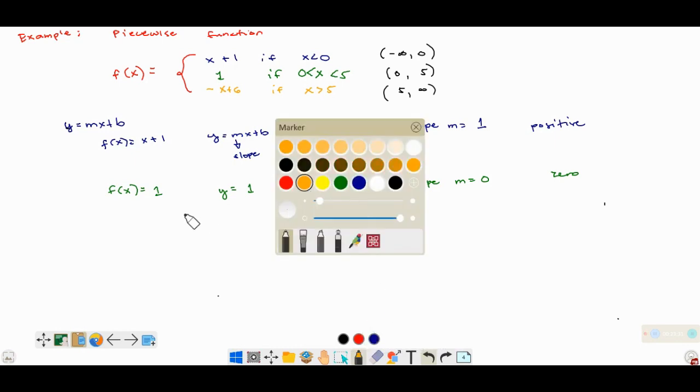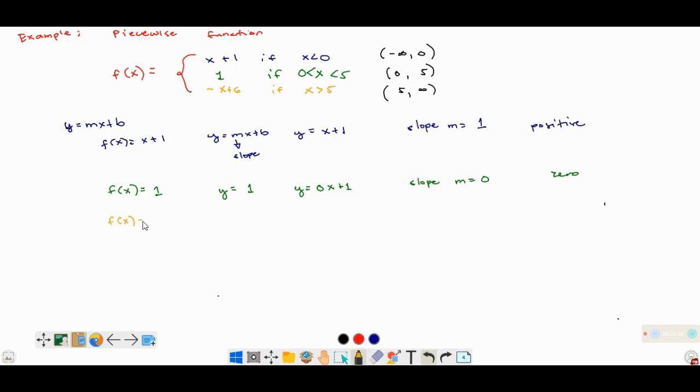Ngayon, dito tayo sa dulo. We have f of x is equal to negative x plus 6. Let's write it in slope-intercept form. Y is equal to negative x plus 6. Yan. What is your slope? Your slope here is negative 1. Kasi may negative symbol lang tayo beside the variable x. That means the numerical coefficient of x is negative 1. And we know that negative 1 is negative.